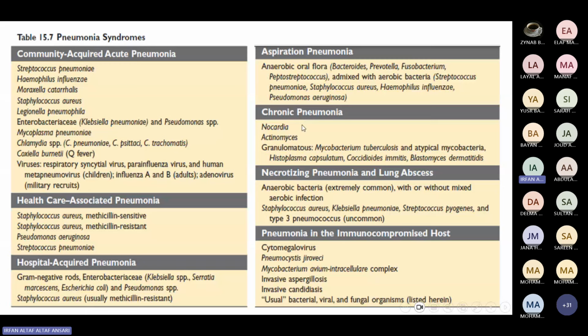Chronic pneumonia is generally fungal or a special type of pneumonia: Nocardia, Actinomyces, tuberculosis, especially granulomatous, atypical tuberculosis, Histoplasma. Necrotizing pneumonia and lung abscess are caused by necrotizing bacteria, especially Staphylococcus aureus, Klebsiella pneumoniae, Streptococcus pyogenes. These pyogenic bacteria cause lung abscess. And in the immunocompromised host, you have special organisms like cytomegalovirus, Pneumocystis jirovecii, Mycobacterium avium intracellulare complex, invasive aspergillosis, invasive candidiasis. Okay, these are what you see in the immunocompromised host.